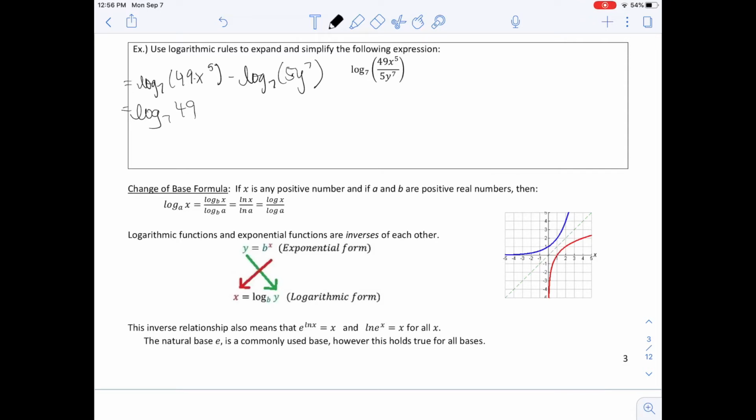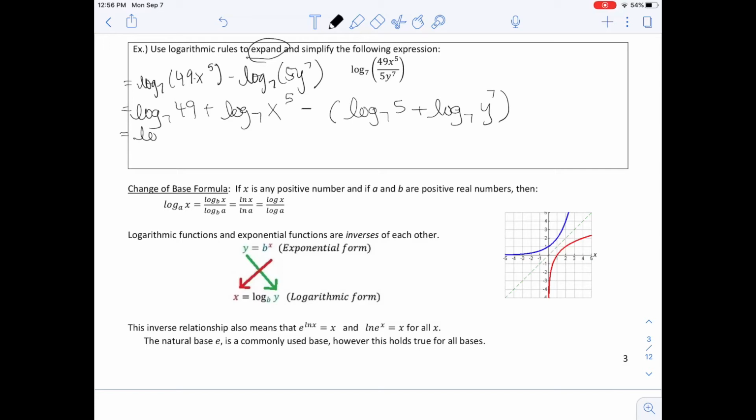base 7 of 49 plus log base 7 of x to the 5th minus, I'm going to put this in parentheses since we are expanding this whole denominator here, log base 7 of 5 plus log base 7 of y to the 7th power. And really quick with the directions here, it does say expand, and that expanding means it should be getting longer, and it is. The next thing I'm going to do is I can simplify this.